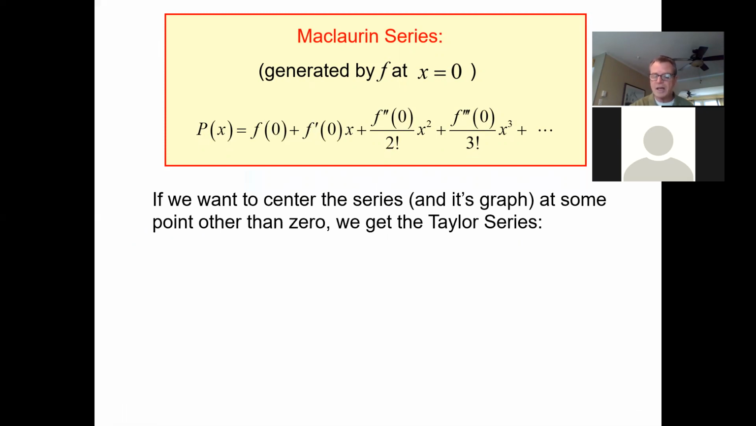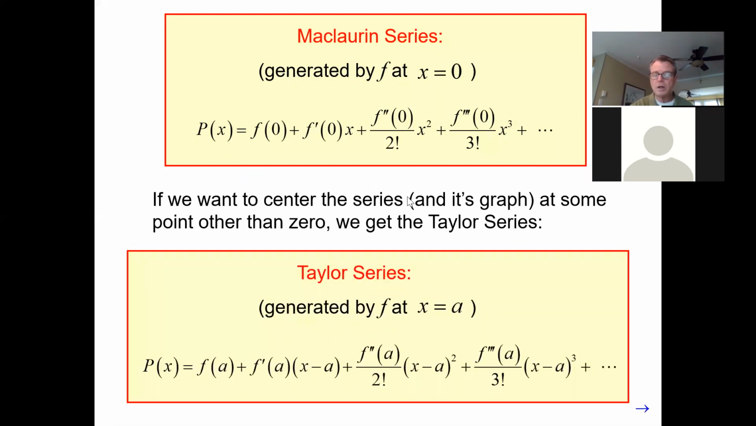Maclaurin is a subset of Taylor series. So Taylor series is, well, it doesn't have to be 0. It could be a, some other value. So if you put in some number other than 0, what are you doing with the x's? You're doing the opposite. So you're shifting it a units to the right by doing the opposite and substituting that value other than 0 into the function of the derivatives.